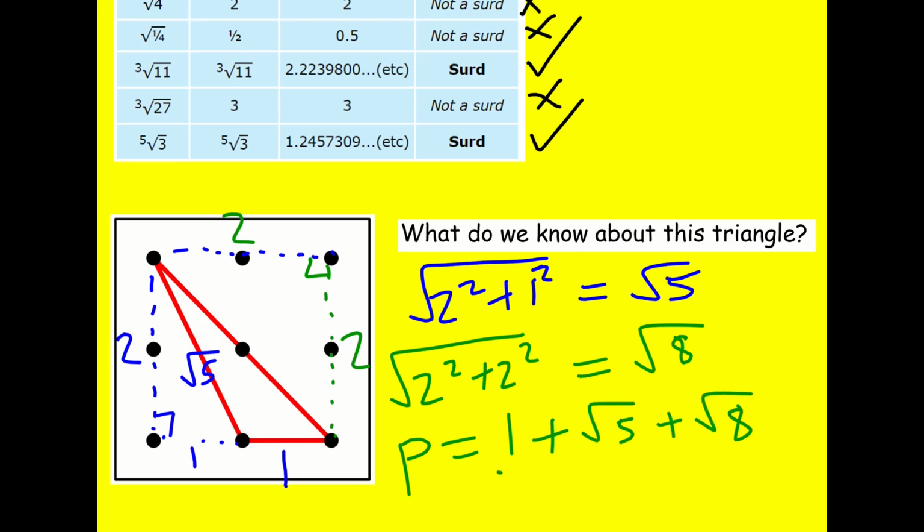And this answer, we're not going to put that in a calculator. That is our answer. It's a surd. Another example of a surd. Just because I'm adding a nice whole number to it, actually, this is still classed as a surd.